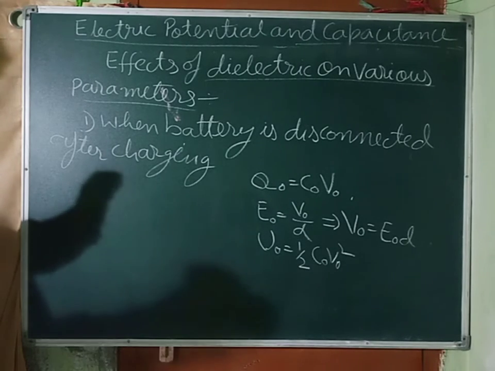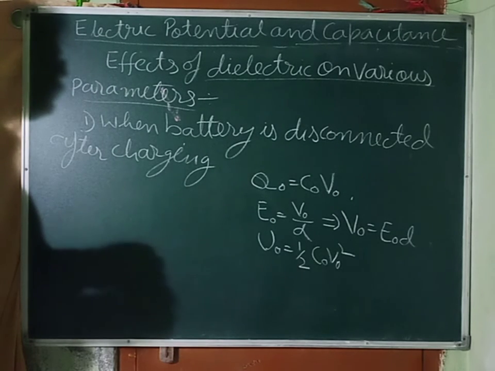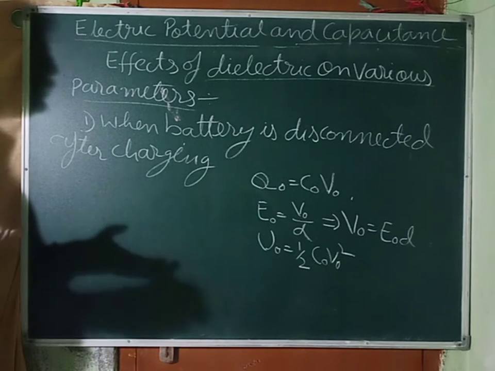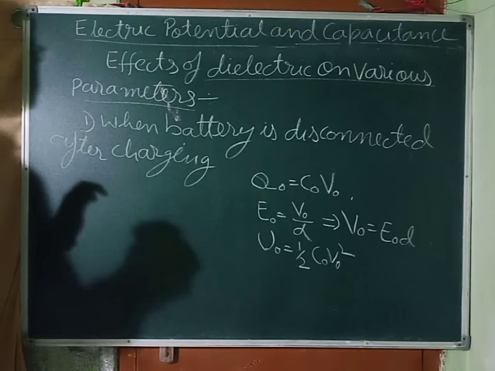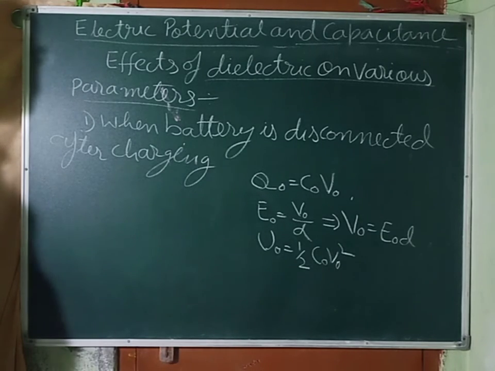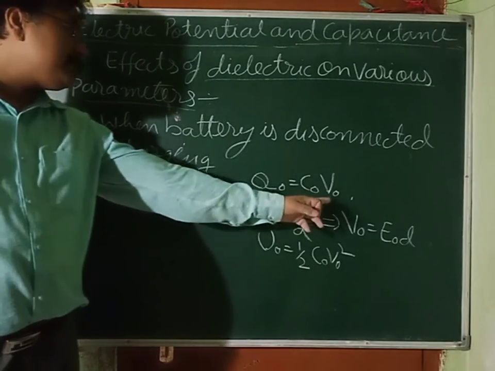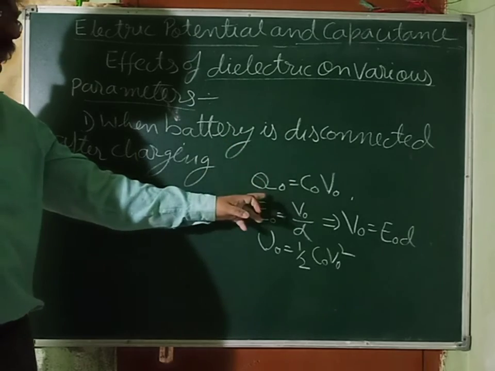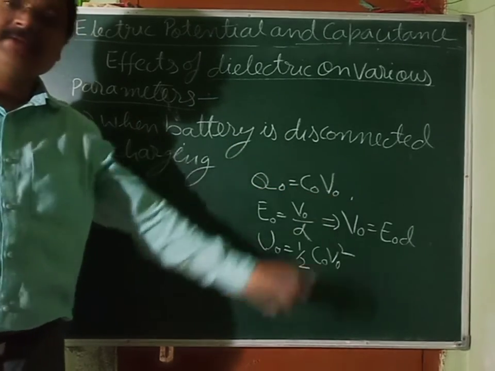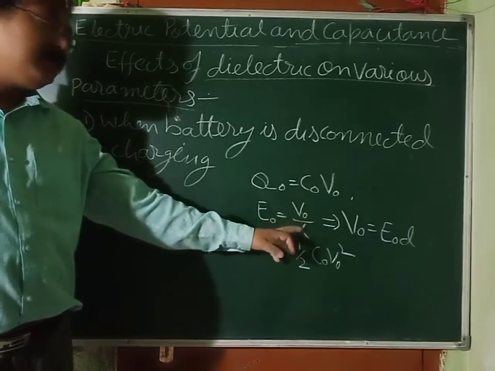You have taken a parallel plate capacitor whose capacitance is C0. That means when air or free space is there between the plates, you charged it with a battery, and then after charging you have disconnected it. Now, capacitance of the capacitor is C0. Potential difference developed between the plates is V0. So charge on the plates is given by Q0 equals C0 V0. Now, electric field, we know that electric field is given by V by D.